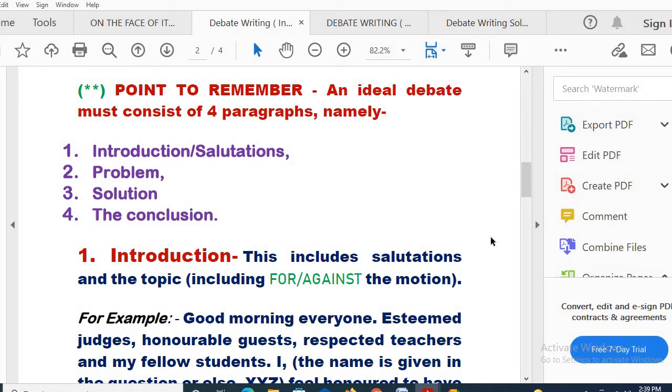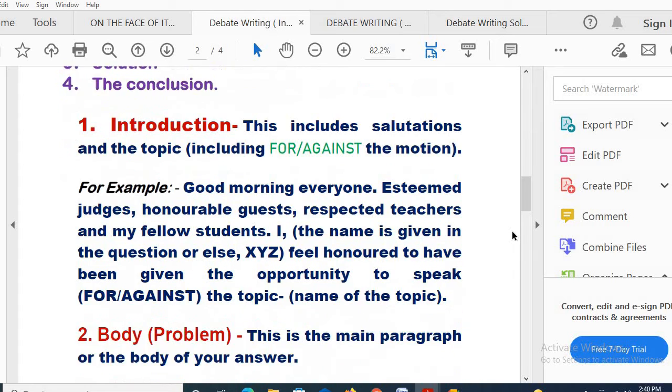Now, the structure of an ideal debate is something you have to know. It consists of 4 paragraphs. What are those? First one, introduction or salutation. Next one is problem. Third one is solution, and the fourth one is the conclusion. So an ideal debate consists of 4 important paragraphs, and this division of the paragraphs is very, very important.